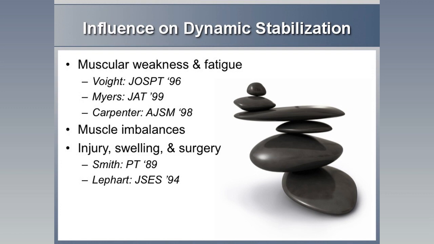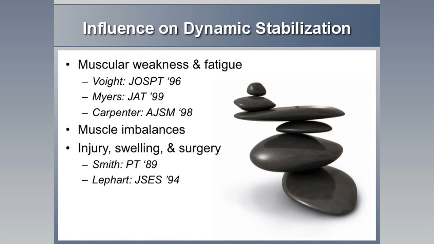Fatigue. That's probably even bigger. Your muscle maybe can stabilize, but then kind of shuts down over time because it's tired. It doesn't want to do its work. You know what? I'm just going to chill out and let your static stability take over right now. That's a problem. Muscle imbalances. Again, maybe one area is too strong, one area is too tight. Their agonistic and antagonistic force couples aren't aligned to work well together. And then obviously injury, swelling, surgery, all those things play together.